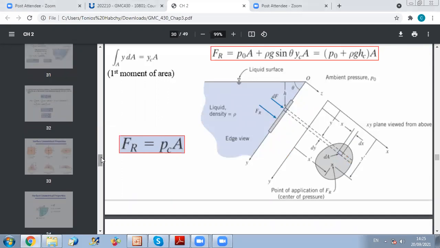Doctor, if there is an axis of symmetry, then Ixy is 0? Yeah. Is it the X axis or the Y axis? Both. If one of them is an axis of symmetry, then Ixy is 0.